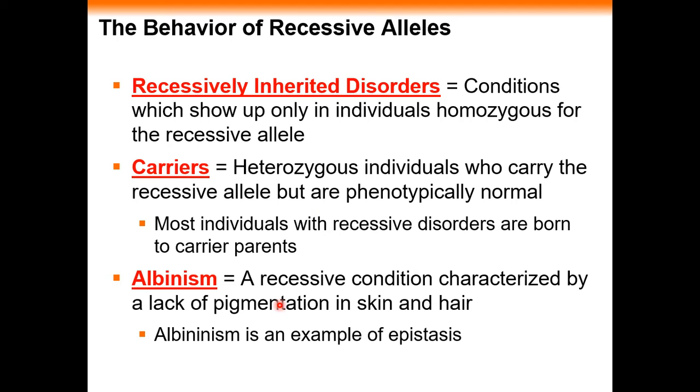An example of a recessively inherited disorder is albinism. Albinos, right? That's a recessive condition that you have because of a lack of pigmentation in your skin and hair. You only have it if you're homozygous recessive. If you're homozygous dominant, you don't. If you're heterozygous, you don't. This is an example of epistasis, right? They might have the genes for black hair, but they don't deposit that color because of albinism. They don't deposit it because of an enzyme.